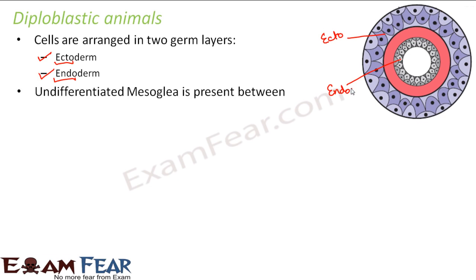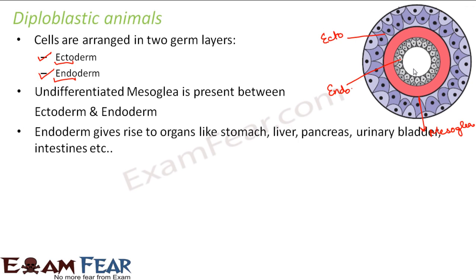Now, between the ectoderm and the endoderm, an undifferentiated mesoglea is present. Where is the mesoglea? This red colored layer which you see here is the mesoglea. Meso means middle and glea means something which acts as a glue, something which connects two things. So here the mesoglea connects the ectoderm and the endoderm. In the diagram, the mesoglea doesn't show cells because it is not specifically made up of cells. That is why it is known as undifferentiated.